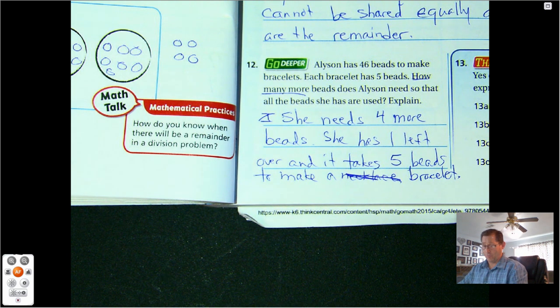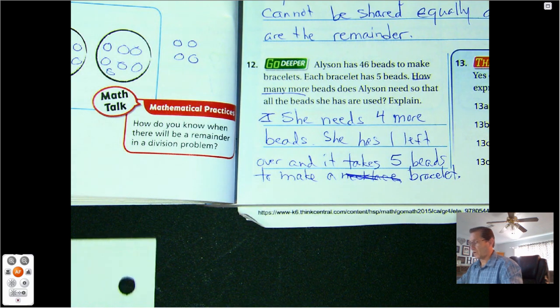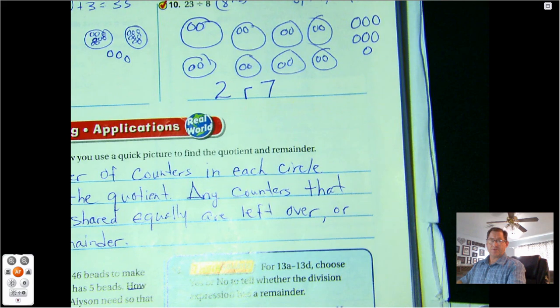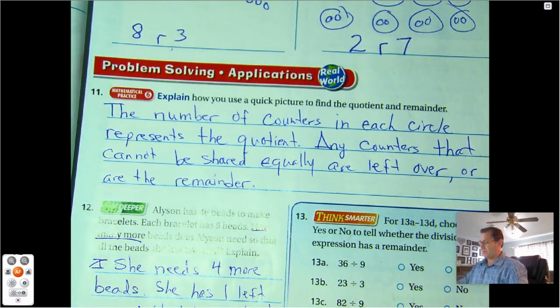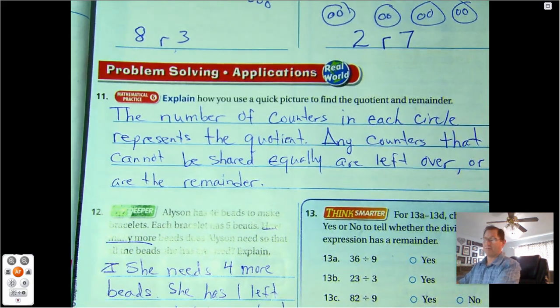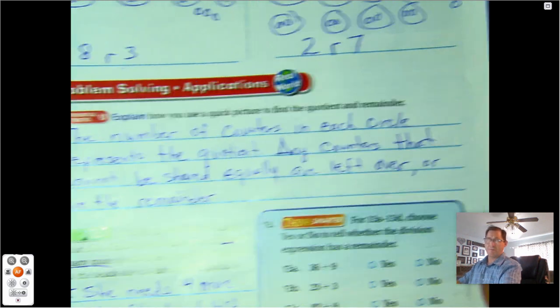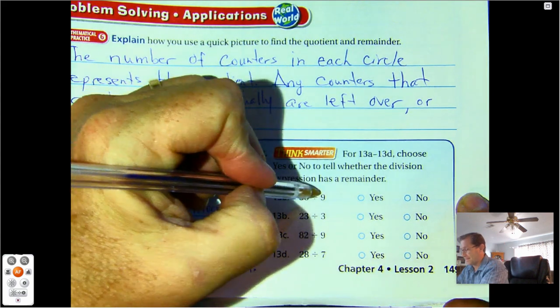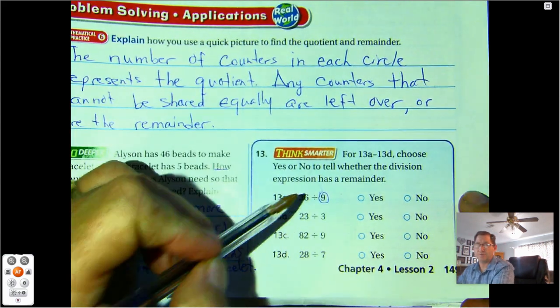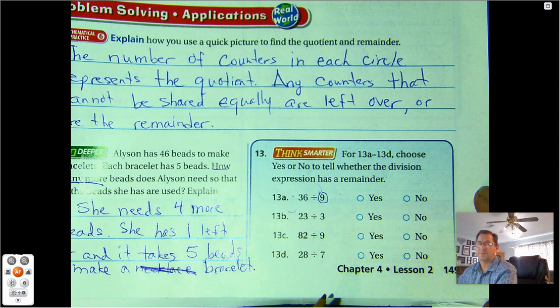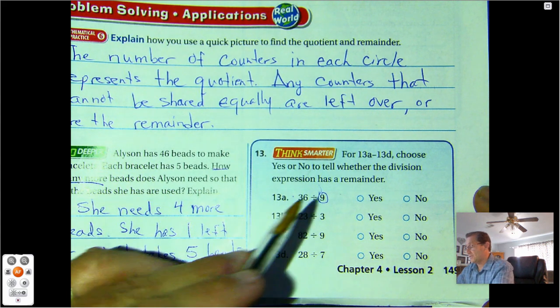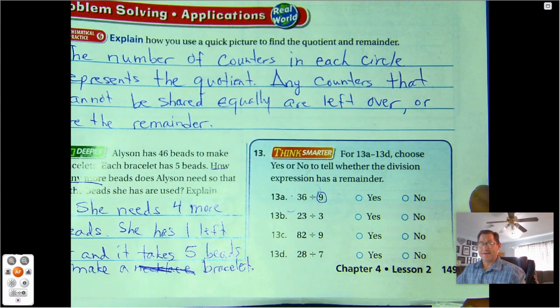All right, 13. For 13A to 13D, decide whether the division expression has a remainder. So remember that this means that you'll be able to share the divisor evenly, so there'll be an equal amount in each group. So can we skip count by 9 and say 36? Well, let's see.